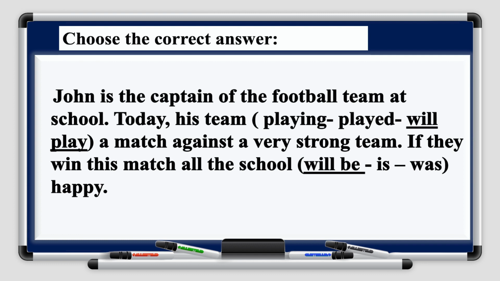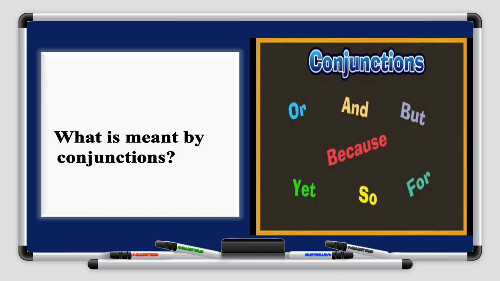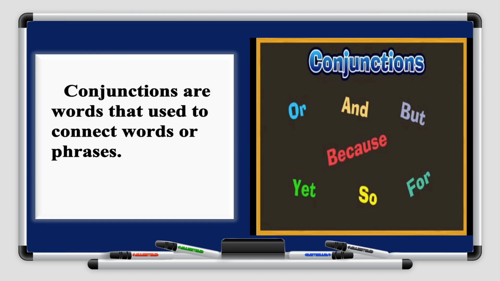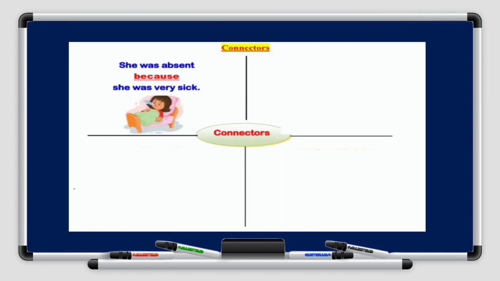Now, we're moving on to conjunctions. What is meant by conjunctions? Do you know? Conjunctions are words that are used to connect words or phrases. She was absent because she was very sick. Why was she absent? What is the reason? Well, because she was very sick. So we use because when we want to present a reason.